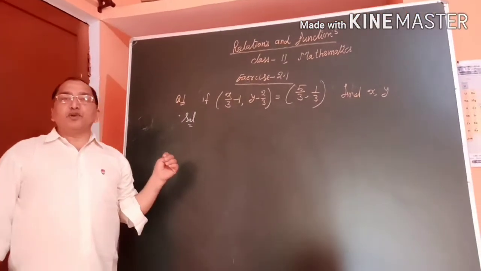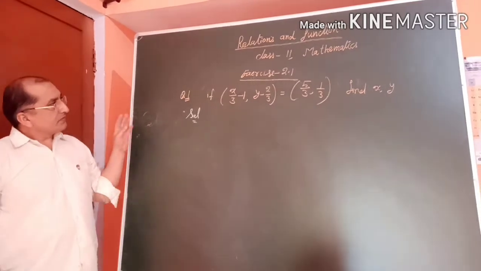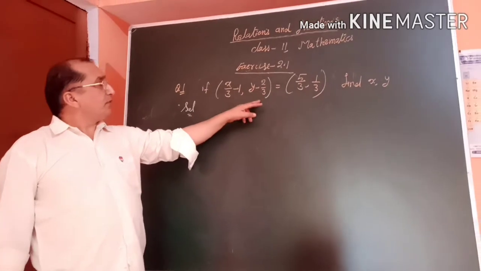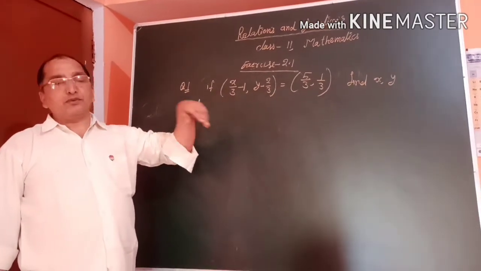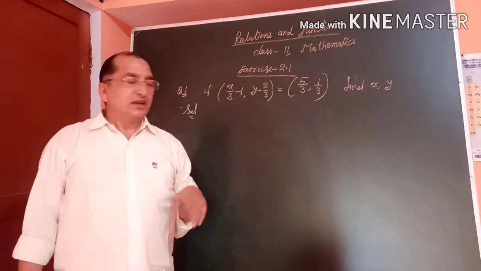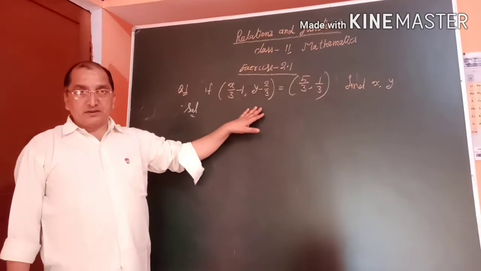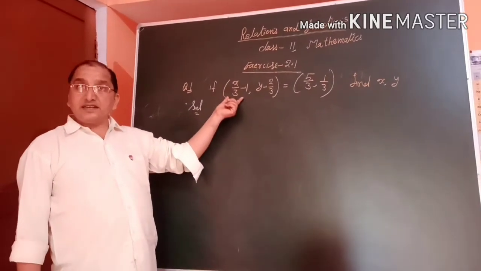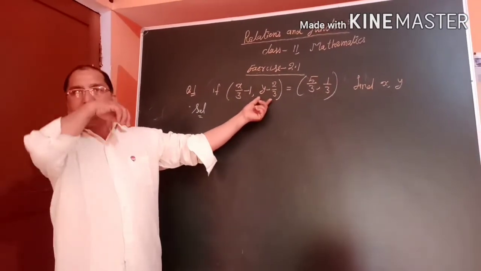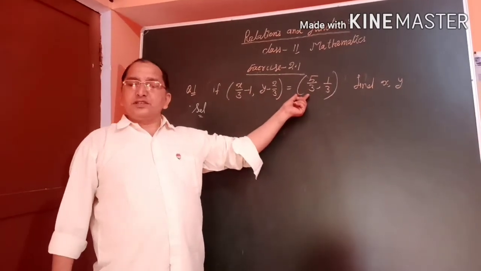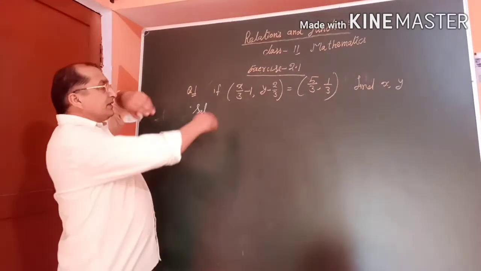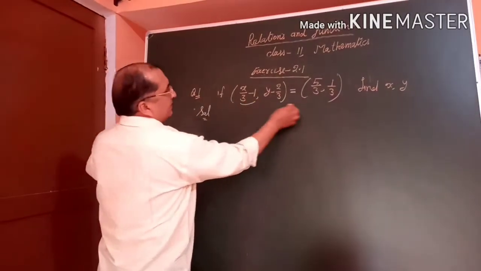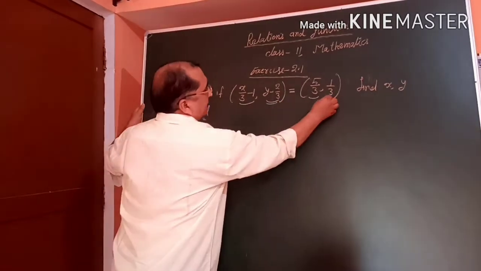Now come to exercise 2.1 of your NCERT book. Question number one: (x upon 3 minus 1, y minus 2 upon 3) equal to (5 upon 3, 1 upon 3). Then find the values of x and y. This is an ordered pair. Ordered pair means Cartesian product. This is the element of the first set and this is the element of the second set; this is domain and this is codomain. If these are ordered pairs and equal, then the first element must equal the first element, and the second element must equal the second element.